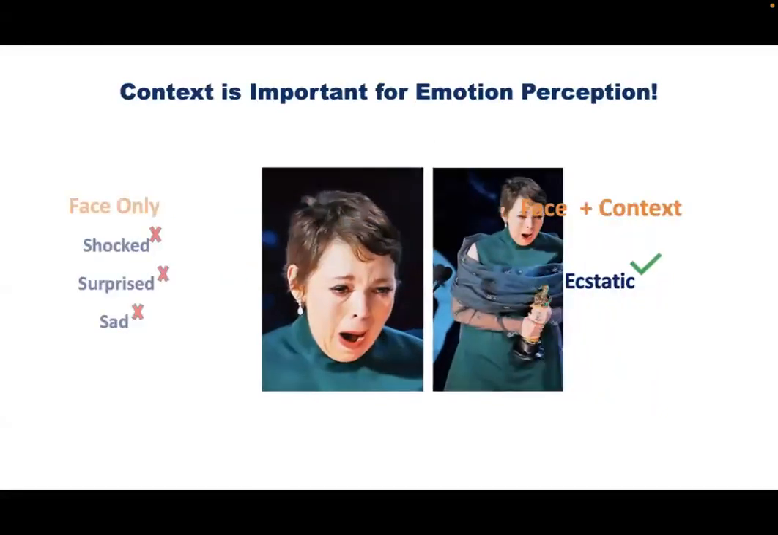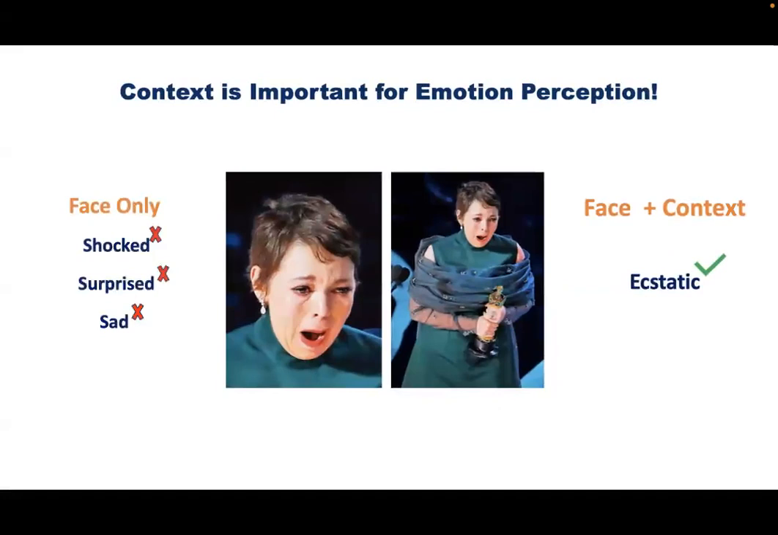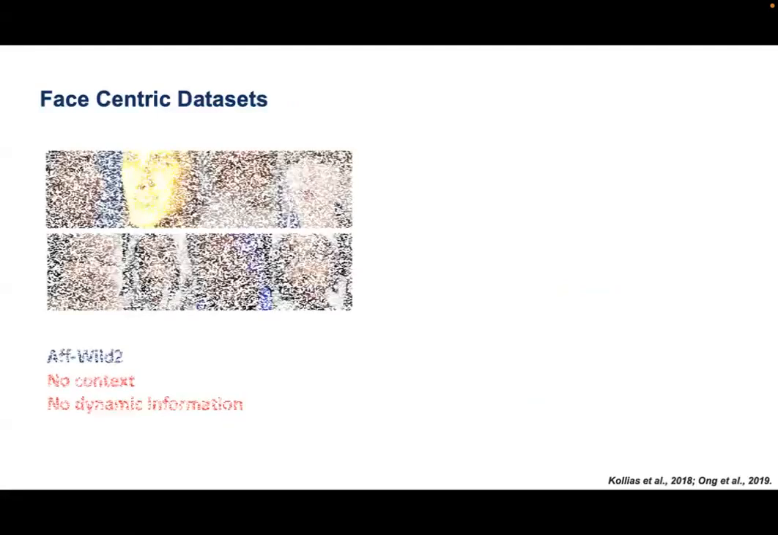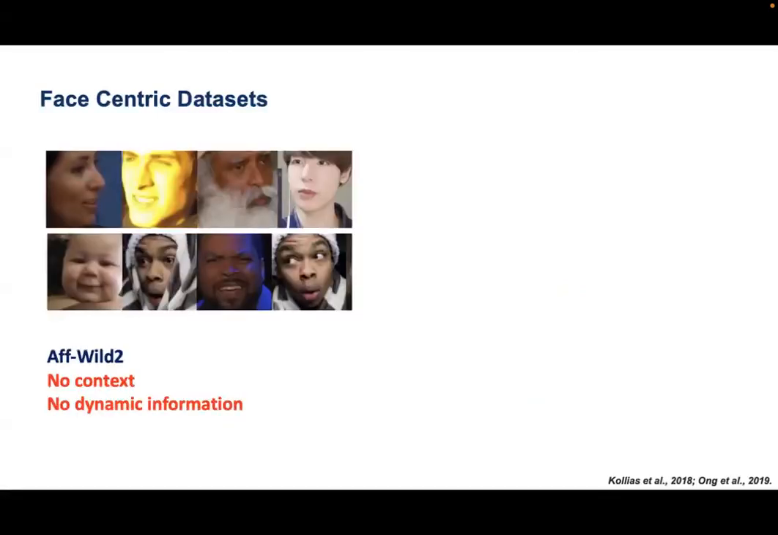When we only have access to facial information, we can actually come to the wrong assumptions about other people's emotions. Many computer vision datasets have been created to try and assess the emotion of people. But a lot of these datasets are face-centric, meaning that they only focus on facial information. And as we saw previously, the context is incredibly important for emotion perception.